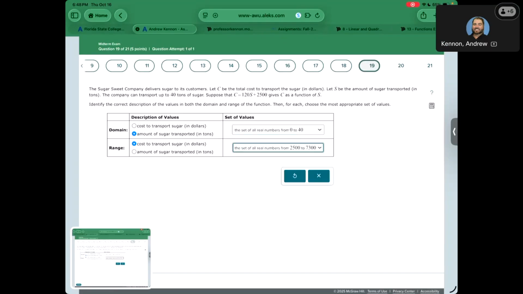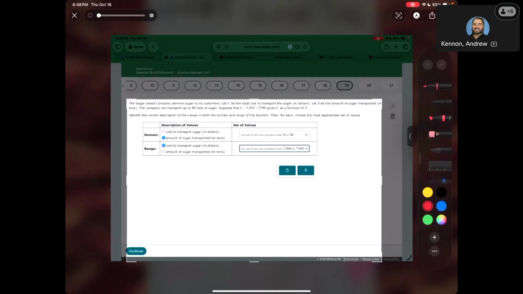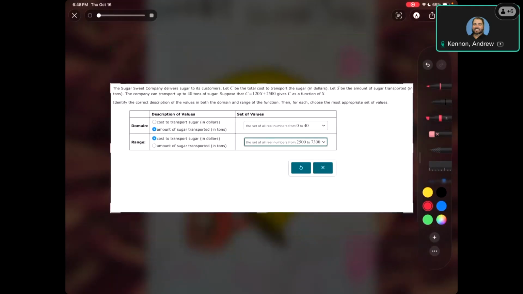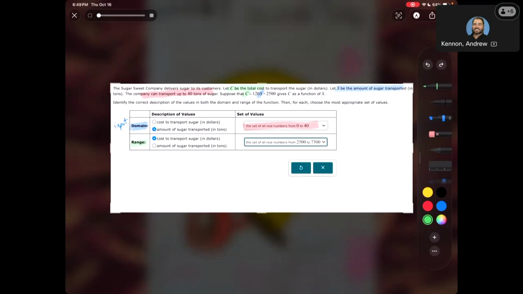Just so I can take my screenshot here. All right, let me highlight some stuff real quick here. So up to 40 is how they get this number right here. And then let S amount, so my S is my input. So that's my domain. And then my C is my total cost, that's my output. So this is my input. This is my output. Come on. It won't let me write on the edge there.